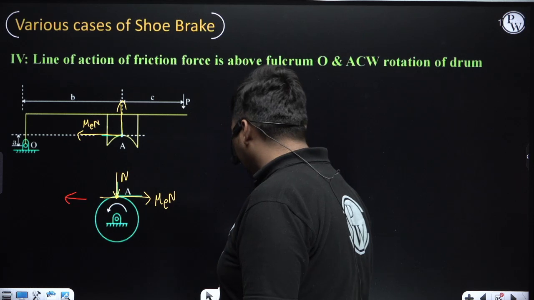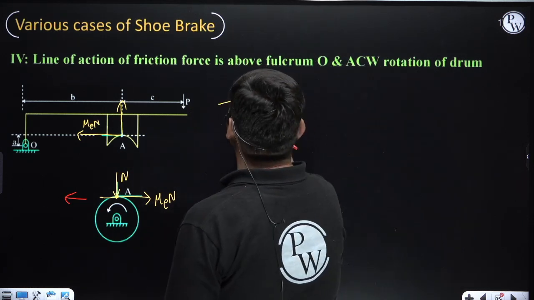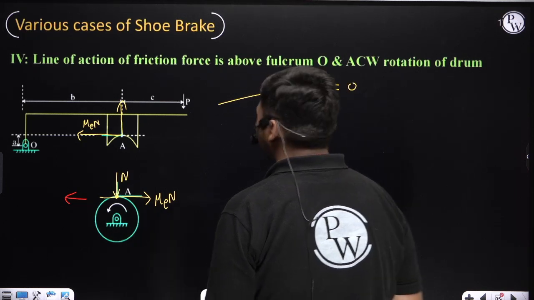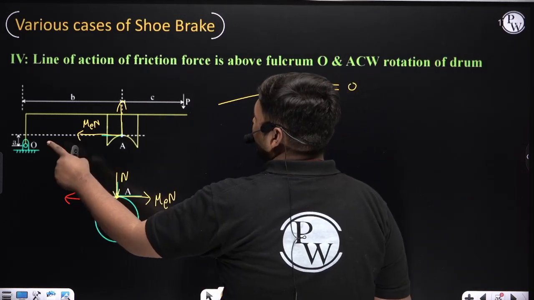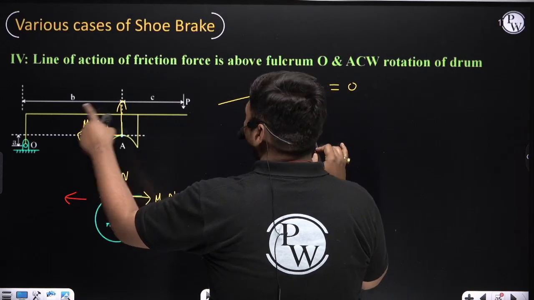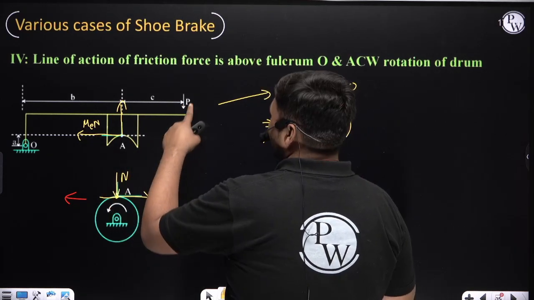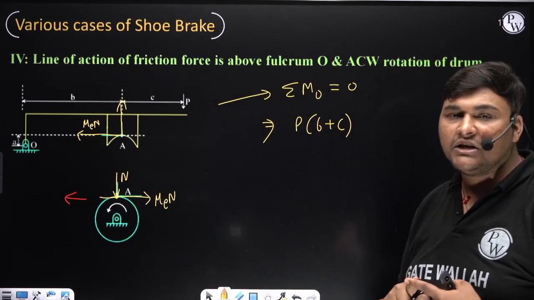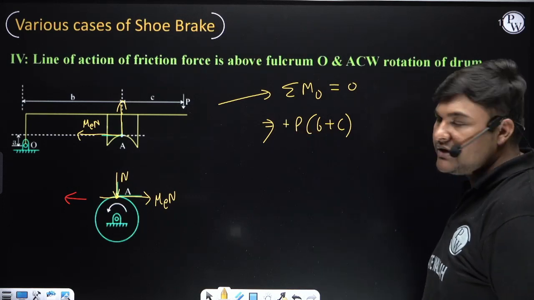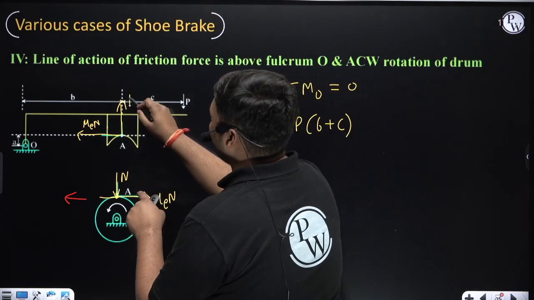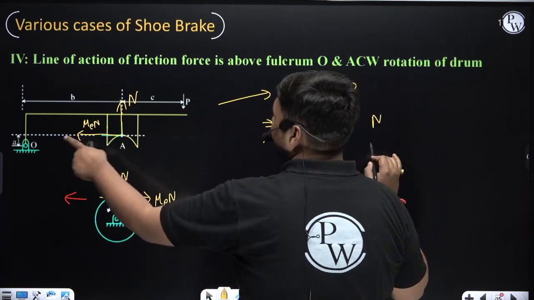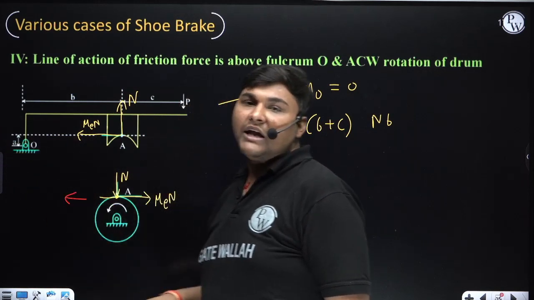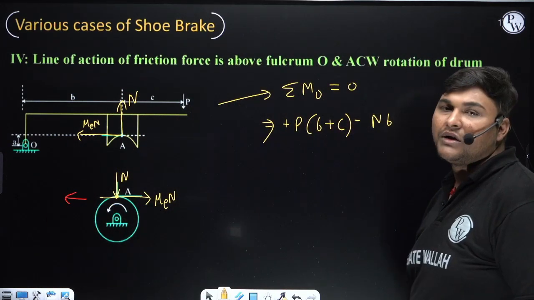After drawing this FBD, in the FBD of lever, we will take net moment about fulcrum O equal to 0. The moment of effort P about O will be P, and its perpendicular distance from O is B plus C. Now the direction of moment of effort P about O is clockwise, and I am considering clockwise direction as positive and anti-clockwise as negative. Now the moment of this normal force N is N, its perpendicular distance from O is B. The direction of moment about O is anti-clockwise. I am taking clockwise as positive, so I will take anti-clockwise as negative.